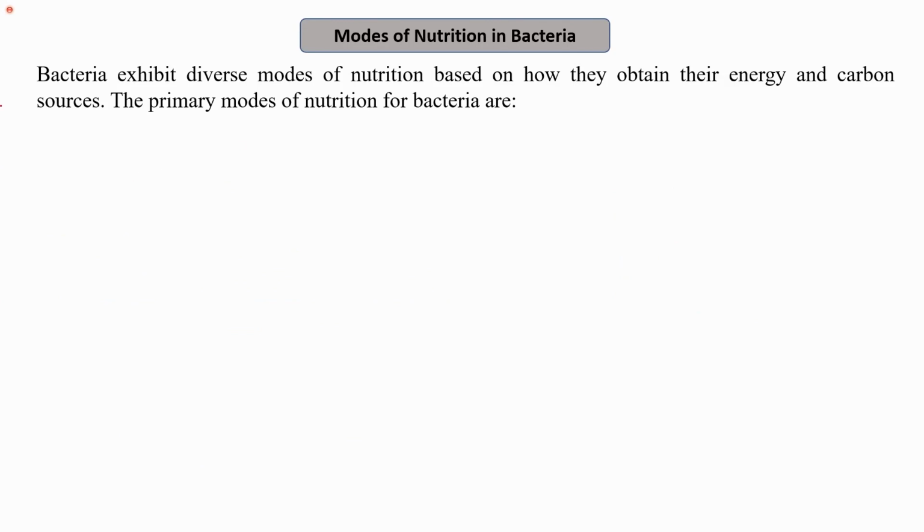So basically, bacteria exhibit diverse modes of nutrition based on two points. The first point is how they obtain their energy, and the second point is their carbon sources. These two points are really important whenever we are defining the mode of nutrition in any bacteria. First thing we need to remember is how a particular group of bacteria is obtaining their energy. What is the source of their energy? And second is what is their carbon source.